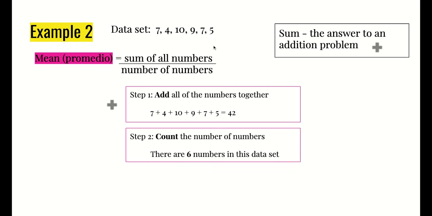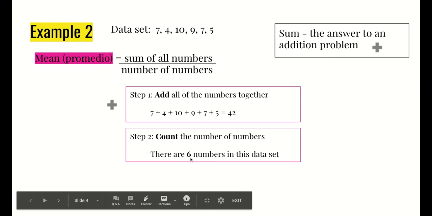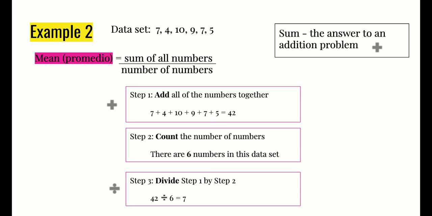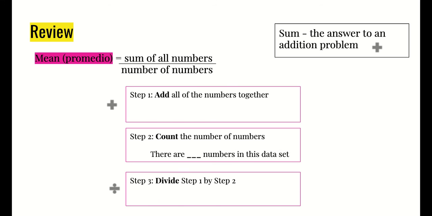Step 2, I count how many numbers I see. 1, 2, 3, 4, 5, 6. There are 6 numbers. And step 3, I'm going to divide 42, which is what I got in step 1, by 6, which is what I got in step 2. 42 divided by 6 is 7, so 7 is my mean.